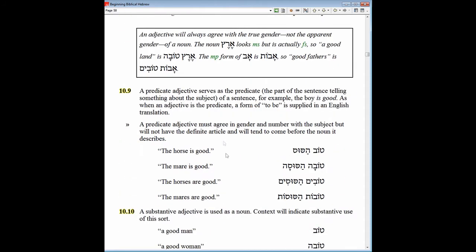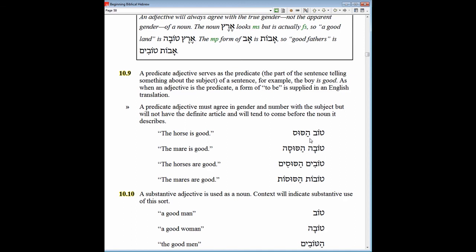The predicative use, you'll notice here we have tov hasus. None of these, none of them. The adjective does not have a definite article in any of the examples. That's a key. When the adjective lacks a definite article, it's going to be a predicative use, 98% of the time.